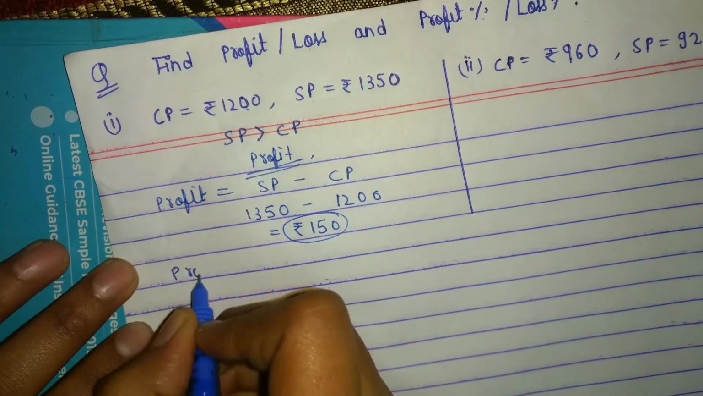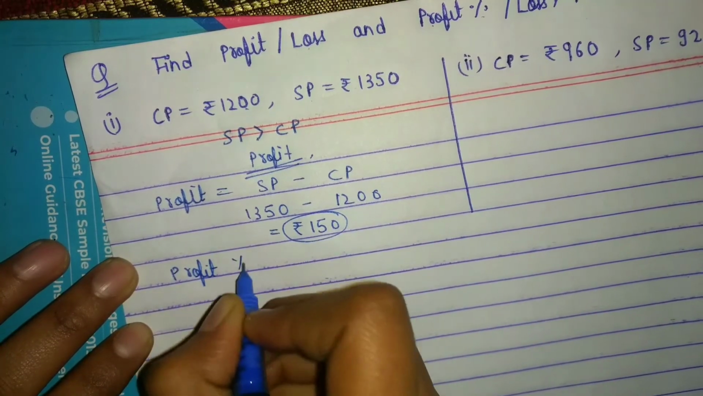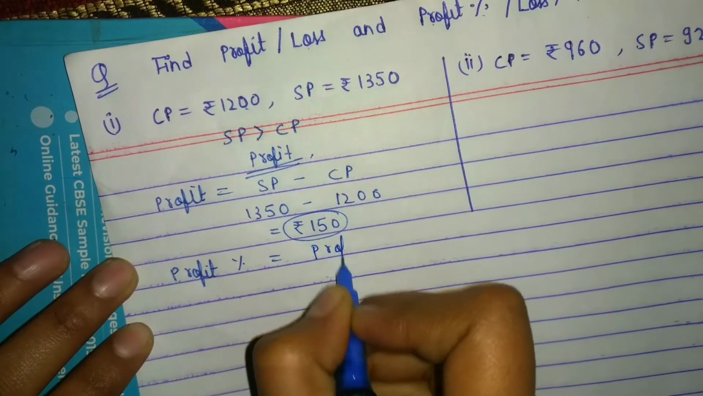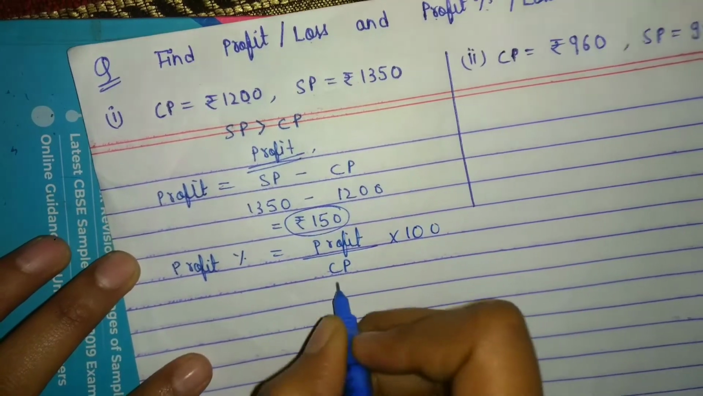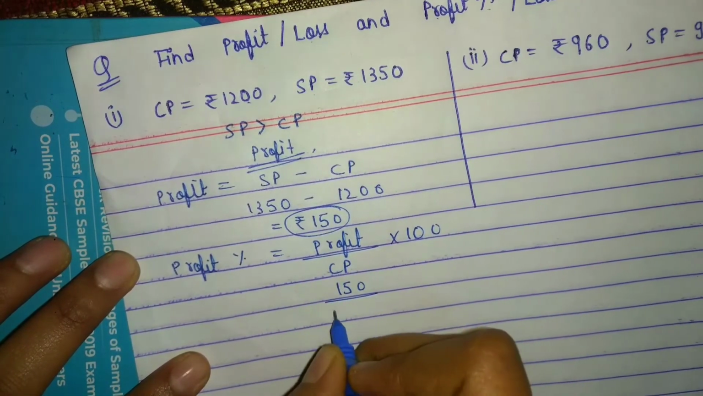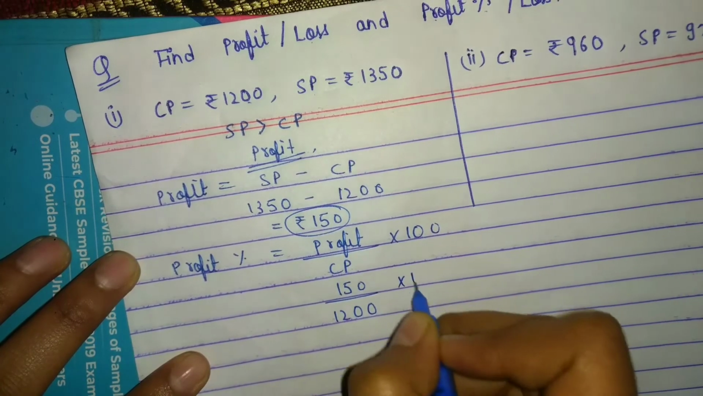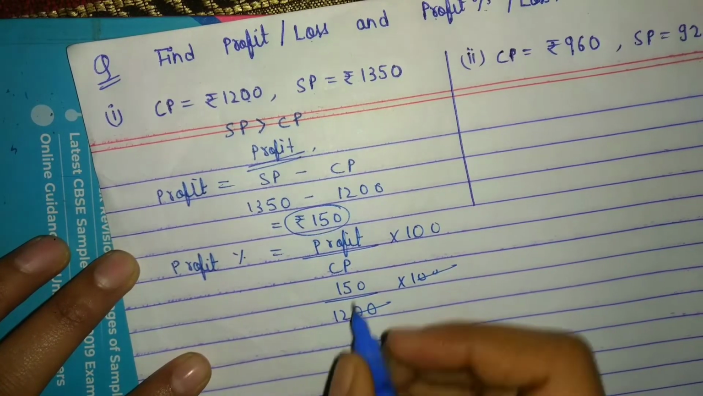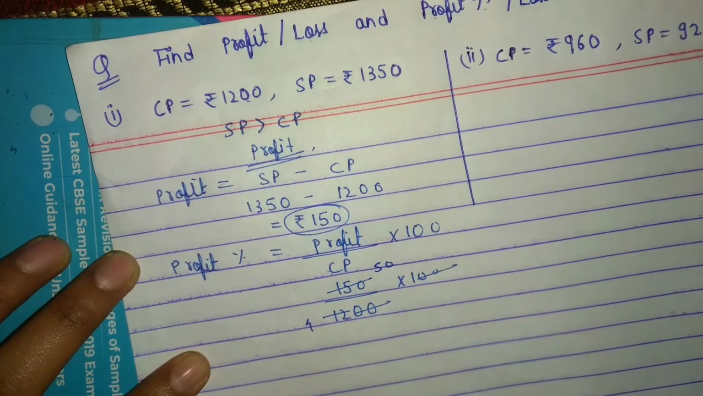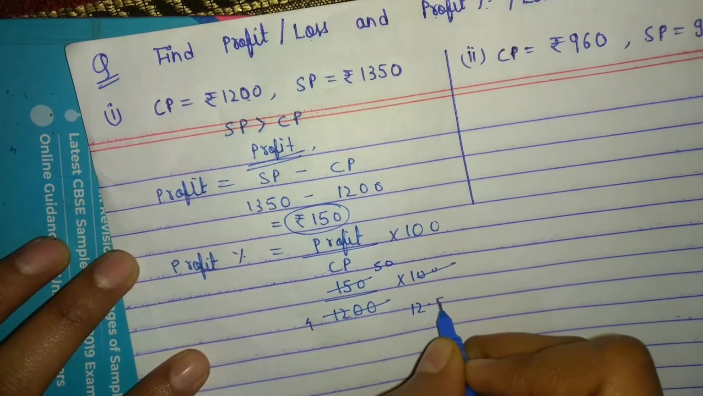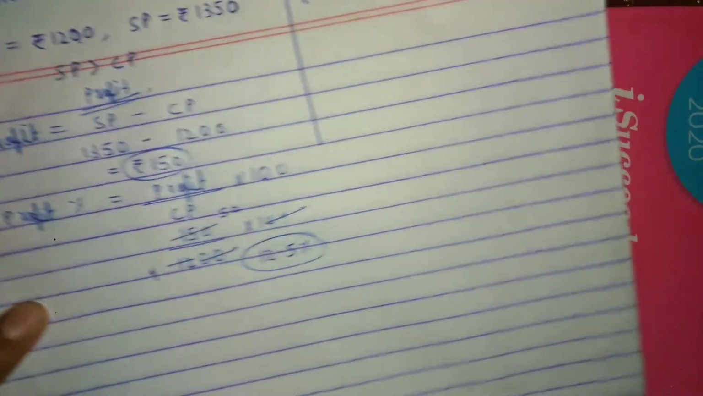Now to find profit percent, the formula is profit divided by CP into 100. So profit is rupees 150, CP is 1200, into 100. Cancelled out, 3 4s are 12, 3 5s are 15. So it will be 12.5% profit.